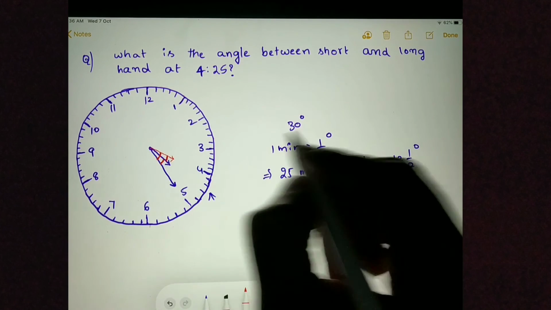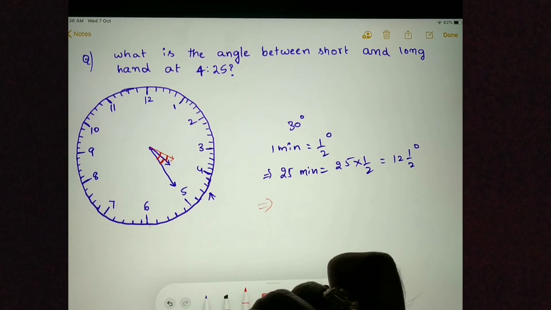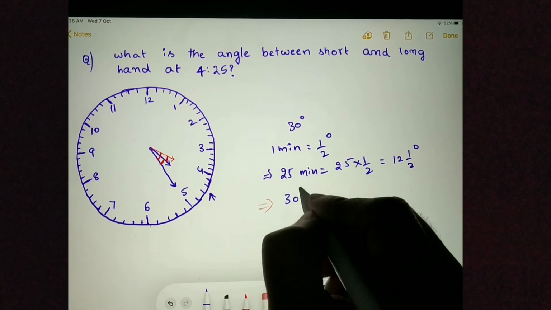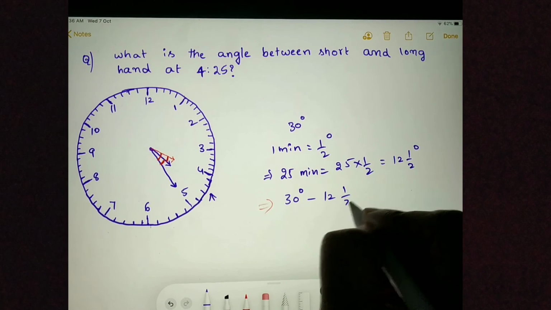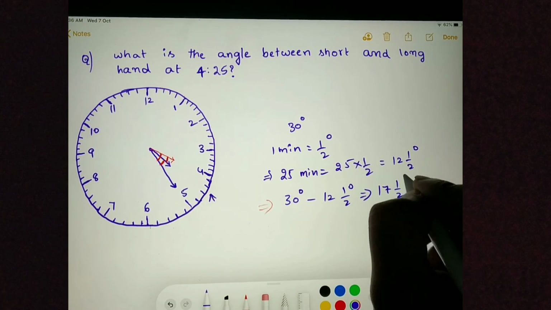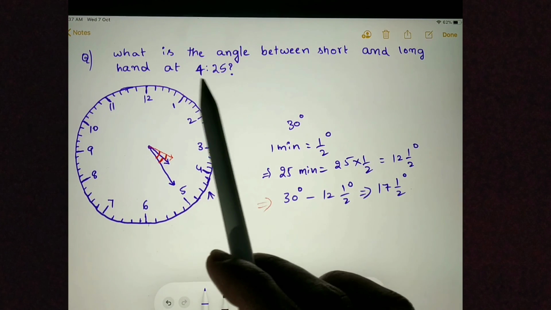This angle is 30 degrees. To get this angle, we need to subtract 12 and a half from 30 degrees. 30 degrees minus 12 and a half, that is 17 and a half degrees. This is the angle between long and short hand at 4:25.